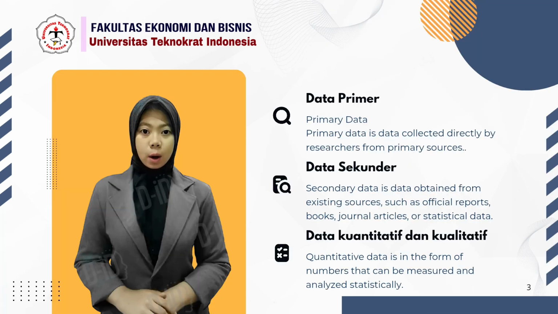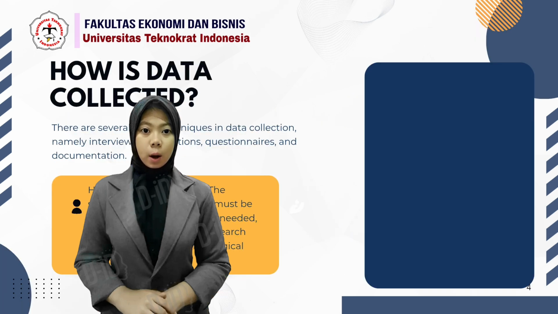After understanding the purpose and role of data collection, now we discuss the types of data that are usually collected in research. Number 1. Primary data. Primary data is data collected directly by researchers from the first source. Usually done through interviews, observations, or questionnaires. The advantages of this data are its actuality and suitability to research needs. However, the collection process often requires more time, money, and effort.